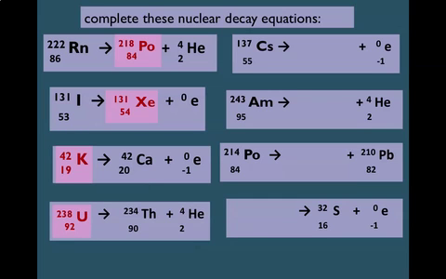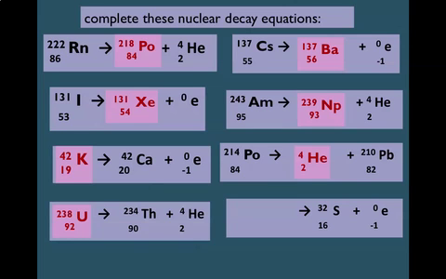On the next one, on the top right, we want to know what plus 0 makes 137, so of course that's 137, and what minus 1 makes 55, so it would be 56, and that's barium. On the next one, we have what plus 4 makes 243, and so that would be 239, and what plus 2 makes 95, and that would be 93. On the next one, we don't know what kind of decay it is here, so we want to know what plus 210 makes 214. Well, that would be 4. And what plus 82 makes 84? That's 2, so that's a helium, so that would be alpha decay.